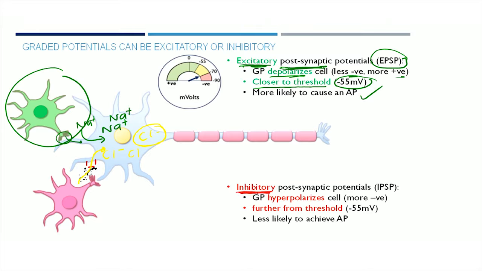But if those neurotransmitters act on our chloride channels, for instance, instead of our sodium channels, we have an inhibitory response. We cause inhibition in the postsynaptic cell, thereby leading to an inhibitory postsynaptic potential, or an IPSP. This meant that the graded potential hyperpolarized the cell. It became even more negative, even more polarized. And because it was more negative, it was even further away from threshold. So nowhere near the -55, now perhaps at -90 or -100, and therefore much, much less likely to achieve an action potential.